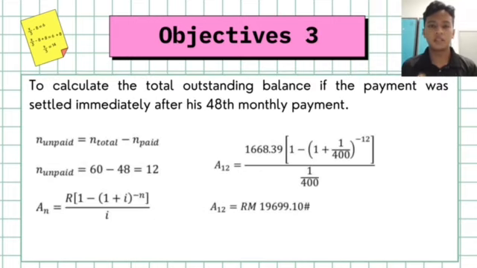Objective 3. To calculate the total outstanding balance if the payment was settled immediately after his 48th monthly payment. The formula we use to find N unpaid is N unpaid equal to N total minus N paid. N total is equal to 60 and N paid is equal to 48. Our N unpaid is equal to 12. To find the total outstanding balance, we use the formula AN equals R times (1 minus (1 plus I) to the power of negative N) divided by I. Our answer for total outstanding balance is 19,699 ringgit and 10 cents.